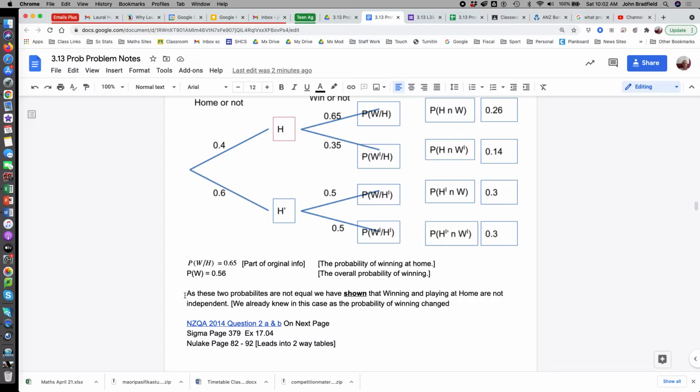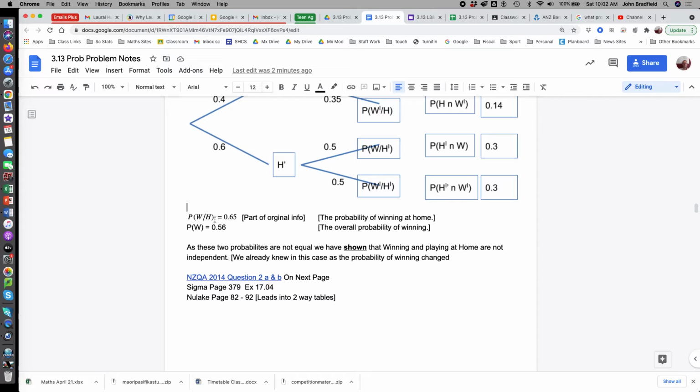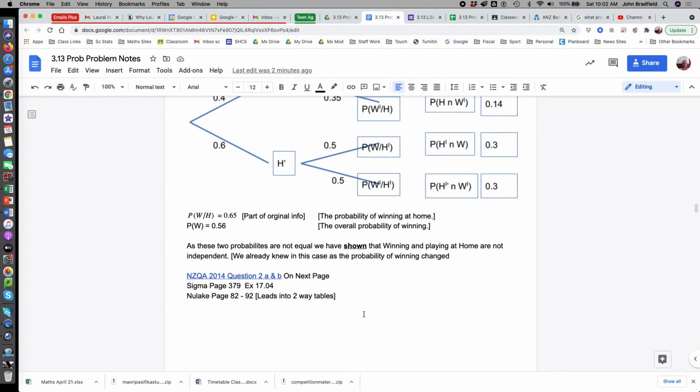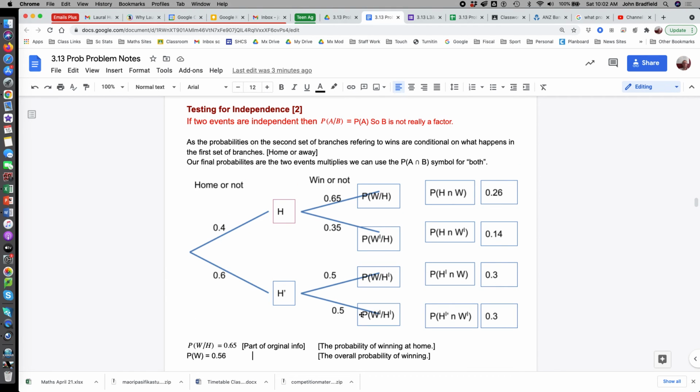So the answer to this is an interpretation thing, but it comes up in exam questions. So we say, well, the probability of winning at home is 0.65, and we worked that out in the previous question. The probability of winning overall is 0.56. And so because those two things don't equal, they can't be independent, because we're saying the home or away business impacts the ability to win. Okay, and so that's more of an interpretation thing.